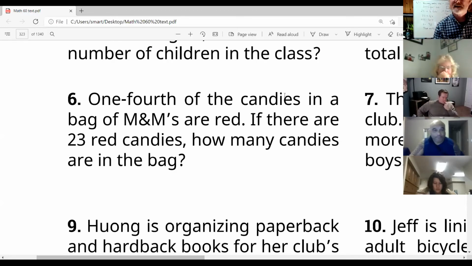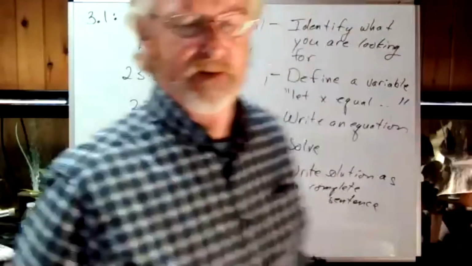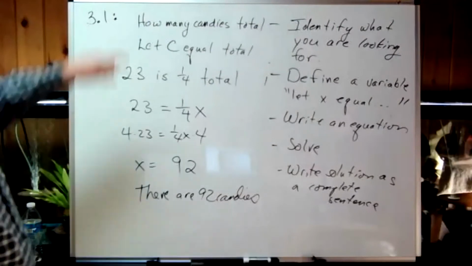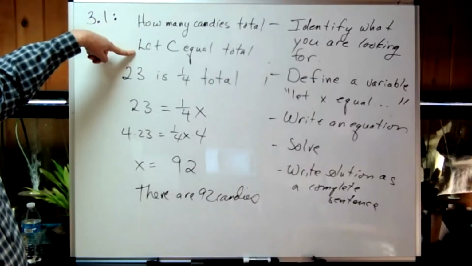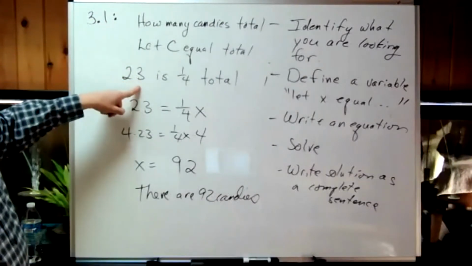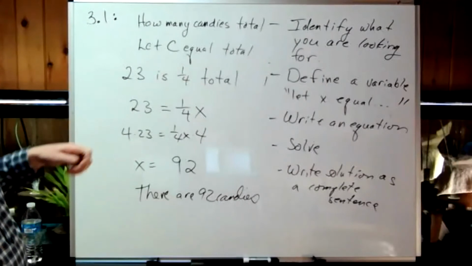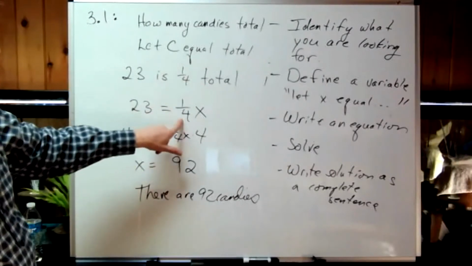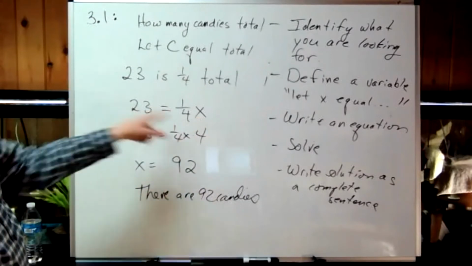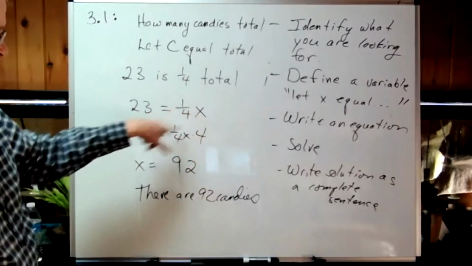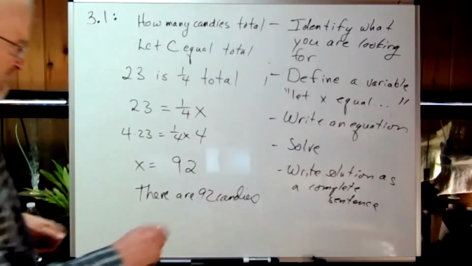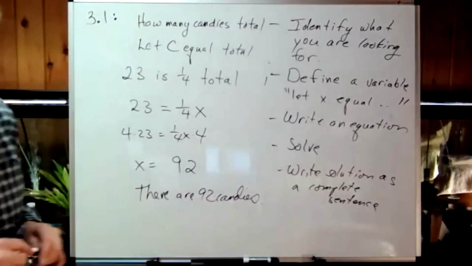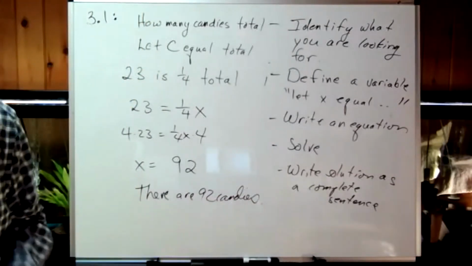All right, I'm going to stop my share and you can just look at my work on the board, see if it's similar to what you did, okay? Here we go. How many candies total I'm looking for? I said, let's let C equal that total. I used C. 23 reds is 1/4 the total. So 23 is 1/4 the total. Multiply both sides by 4 to get rid of that fraction. I got C is 92. There are 92 candies total. Right.